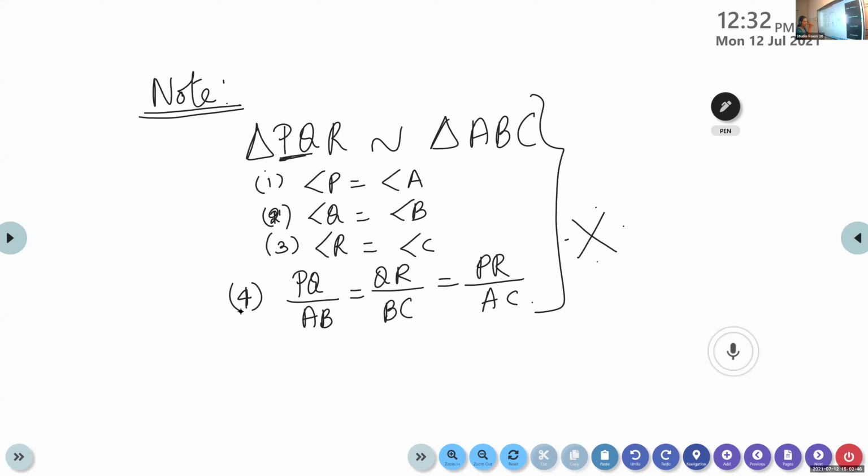Okay, mark this as important. Mark this as important. Based on this only we solve the problems. Did you copy this, children? Sainaba, Hadi Amin? Yes, ma'am.